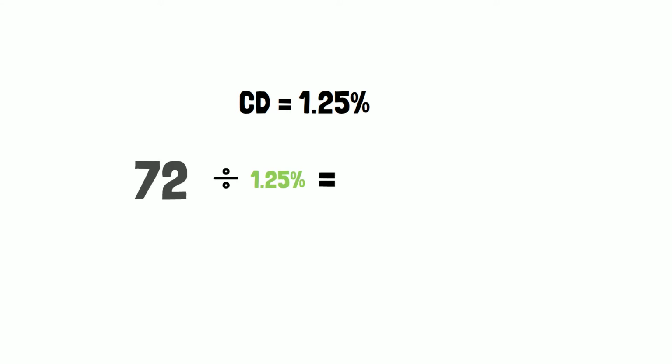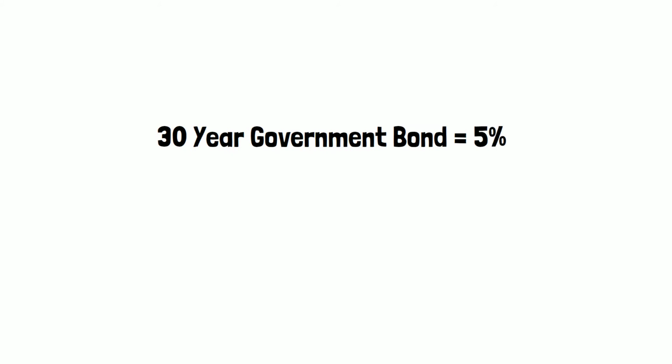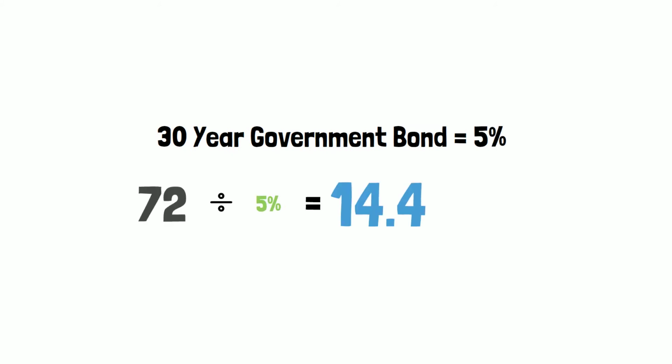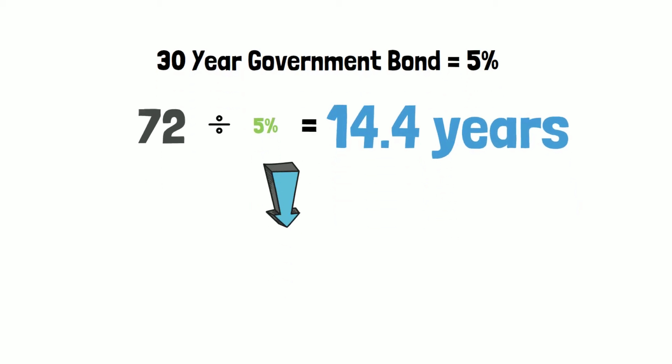Let's move on to CDs. CDs have about a 1.25% return, and 72 divided by 1.25 is 57.6 years. That's a long time for your money to double. I can think of quite a few better ways than that. Okay, let's move on to a 30-year government bond, roughly about 5%. So that would equal 14.4 years. That's a little better.